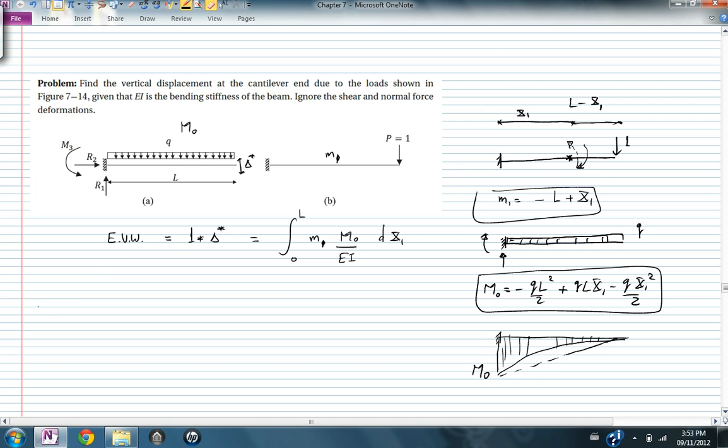And so applying the virtual work principle, 1 multiplied by delta star is equal to the integration from 0 to L, M1 is equal to negative L plus x1, M naught is equal to negative QL squared over 2 plus QL x1 minus Q x1 squared over 2, integrated over x1. And from here you find that delta star is equal to QL to the power 4 divided by 8 EI.